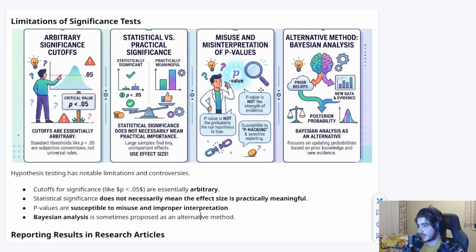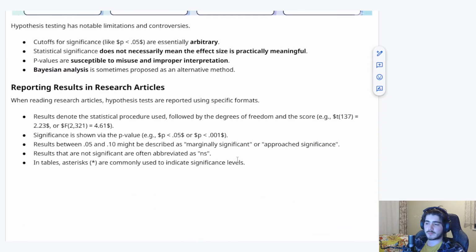P-value is not the strength of evidence. P-value is not the probability that the null hypothesis is true. So it's susceptible to p-hacking and selective reporting. So, as everything is. So they use Bayesian analysis instead, which is confusing. Don't look at it.